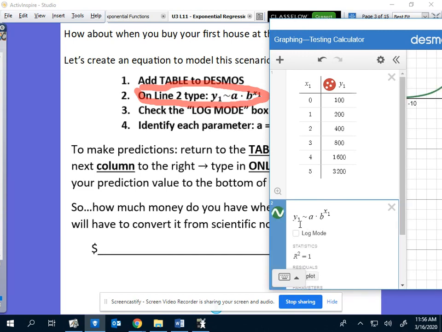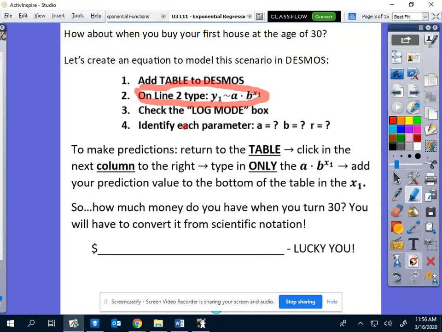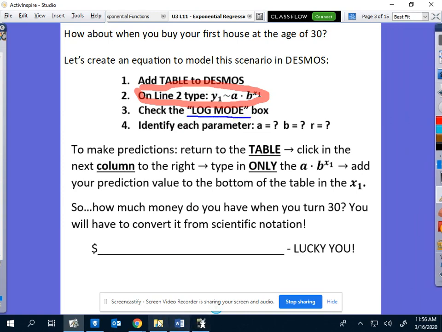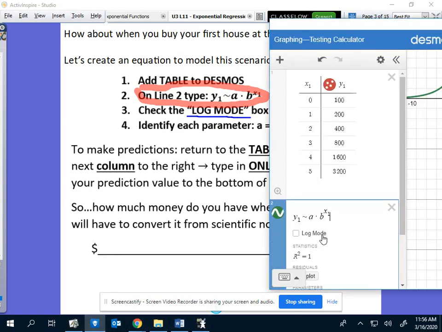So again, remember, y1 and x1, we have to push those ones, and you want to make sure that you are typing it in exactly like you see it. Now there is one additional component here. In addition to typing that in, we have to click the log mode box. So you probably already saw it there in Desmos. There's this log mode that pops up right here. Go ahead and click that.